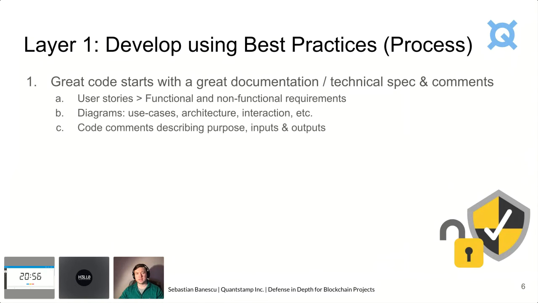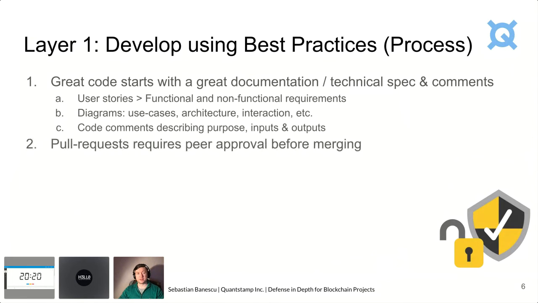And on top of that, of course, you should have sufficient code comments describing what the purpose of various functions, state variables, constants, modifiers, whatever you want, are. And also for functions, you should describe what each input should be, maybe even indicating what the range of the input should be and the range of the outputs. Because this is going to be very helpful to auditors and testers when they go through your project, as well as for maintenance.